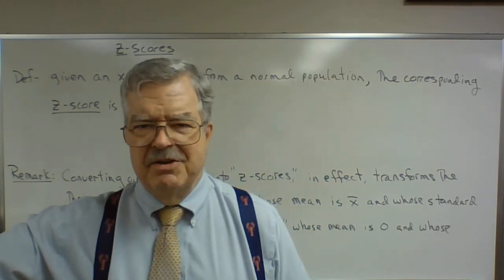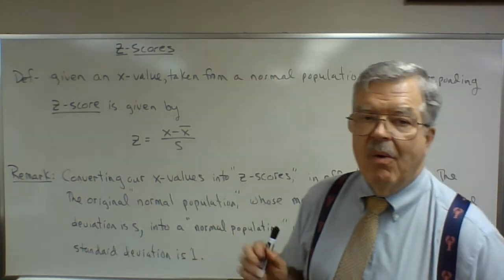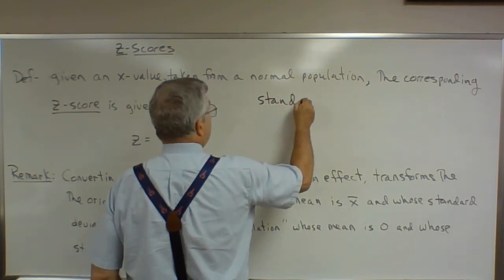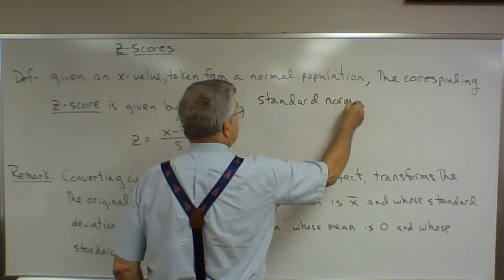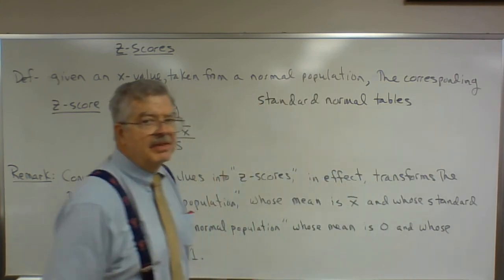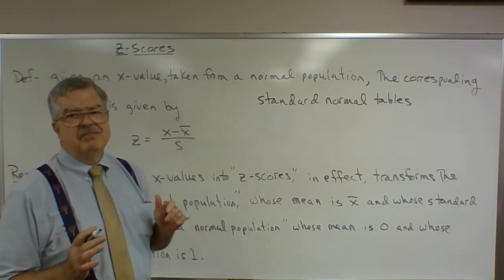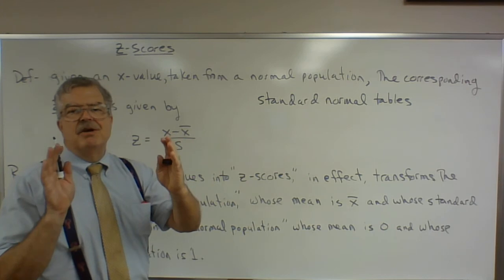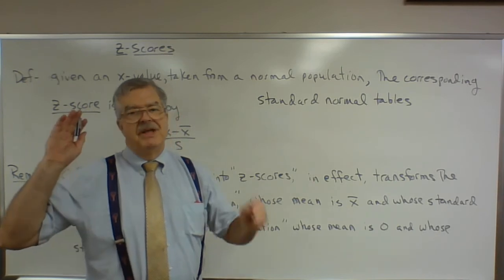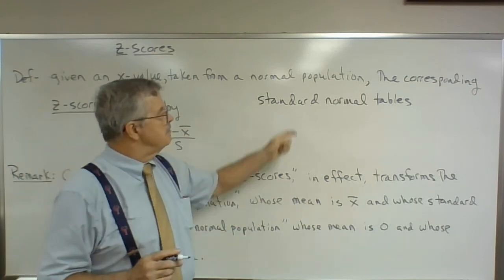Well, why would we want to do that? And the answer is, we have standard normal tables that give us the percentages of population between the mean and a certain number of standard deviations, or percentage of the population within a number of standard deviations either way of the mean.